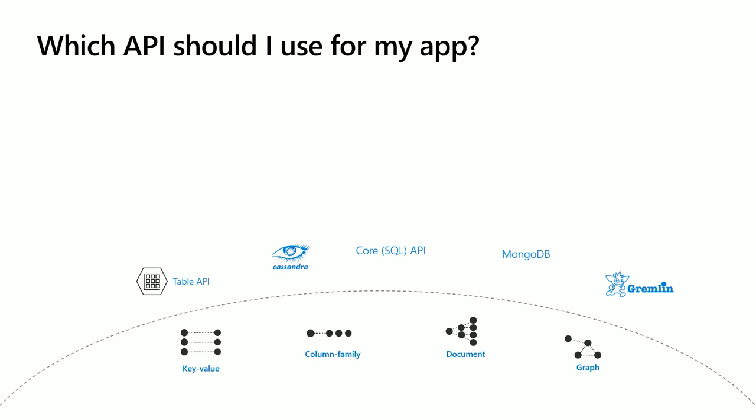Next thing I want to do is figure out which API should I use for my application. Now, earlier I told you we have all these APIs, all these data models, too many choices, too hard to make a decision.